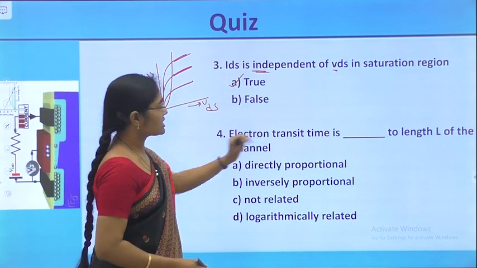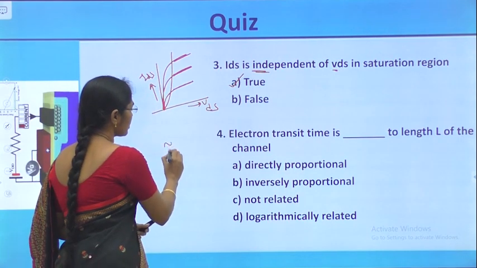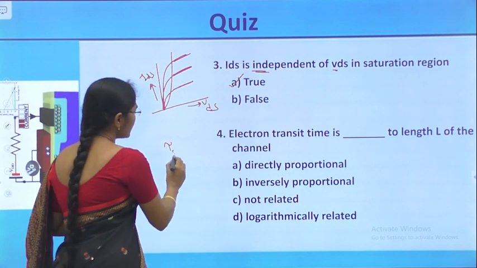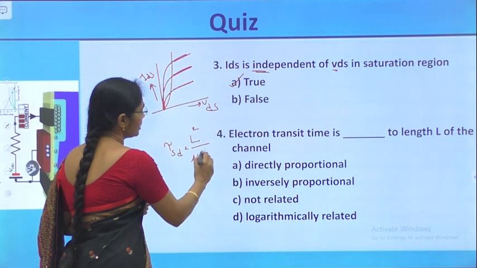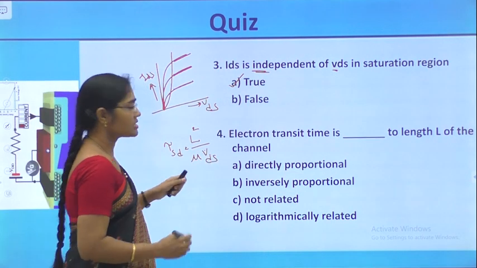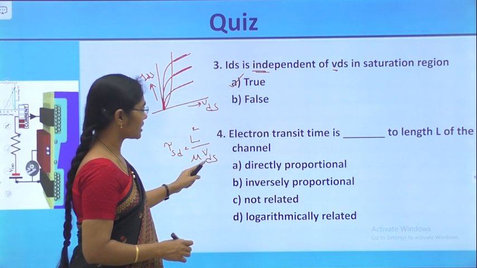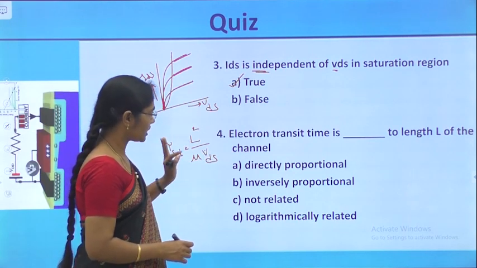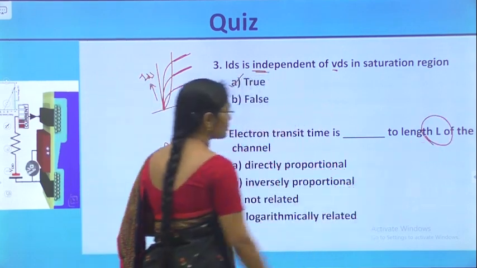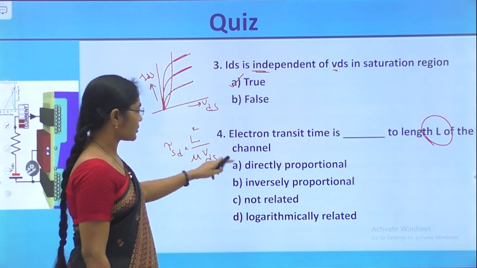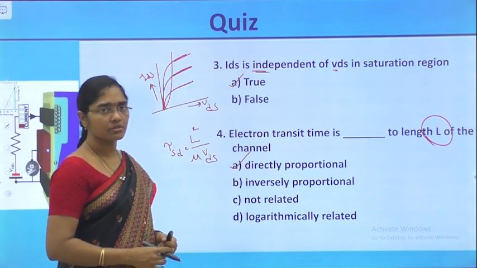Then electron transit time is dash to length of the channel. Electron transit time is what? Tau, tau SD. What is the equation for tau SD? Tau SD is equal to L square by mu into VDS. This is the equation which we have seen. So this is directly proportional to L square, inversely proportional to mu into VDS. So what is the question asked? That is the relation with respect to the length L. So length is directly proportional. So out of the given options, length is directly proportional.